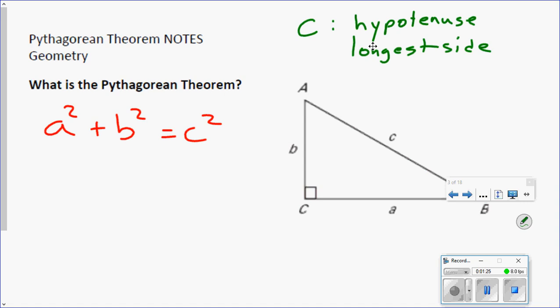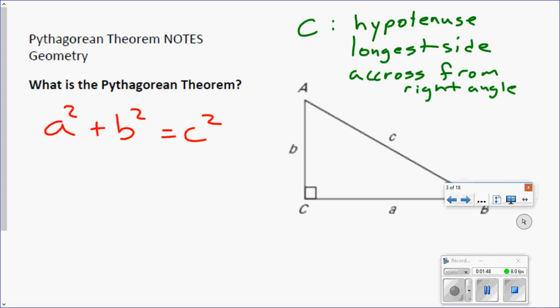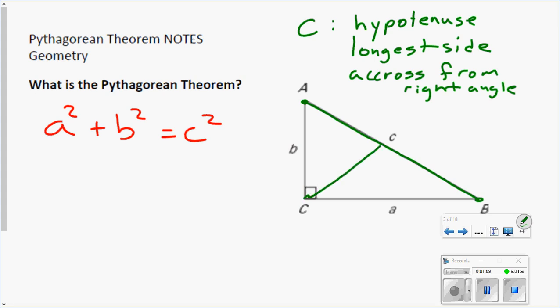We're on the other side of the paper. The hypotenuse will always be the longest side. And if you're not sure which one is the longest side, it'll be across from the right angle. So this right here is our hypotenuse. It is obviously the longest side of this triangle. It is also across from the right angle. So that's how we are doubly sure. Right?